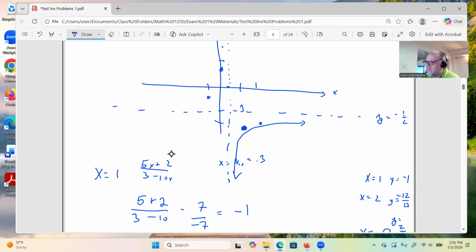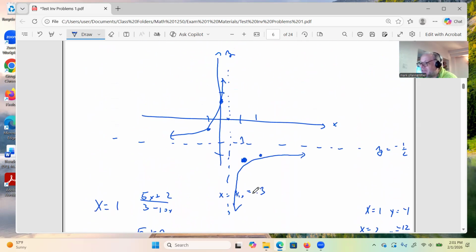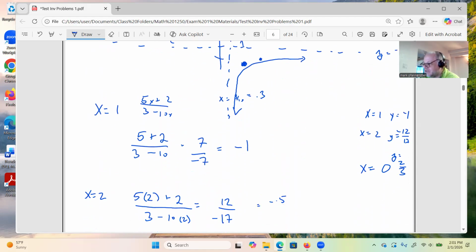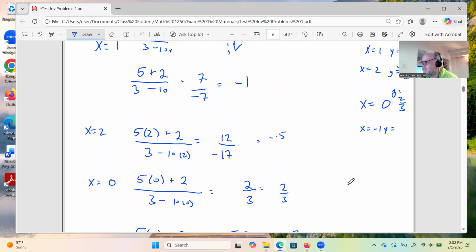If you need more points, you are welcome to graph more points. You're welcome to plug the 3/13 into the calculator and figure out what that is, negative 3/13. It's your graph. Use the tools you need to figure out where this thing actually is. But I think we have covered all 3 parts here. We have a vertical asymptote at x equals 0.3, a horizontal asymptote at y equals negative a half, and we have plotted 2 points per region. Let's make sure we have x equals negative 1, y equals negative 3/13.